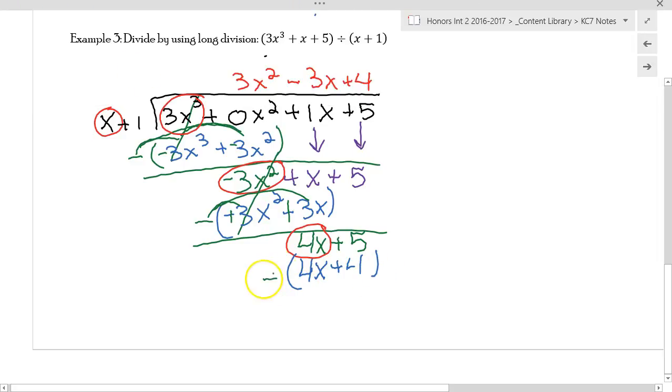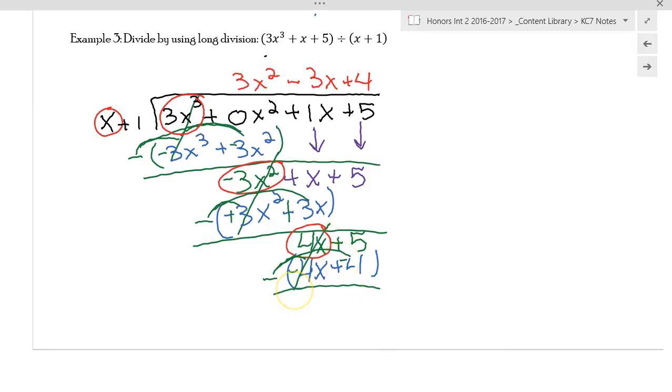I'm going to subtract that. I'm going to distribute that negative, so it's negative 4x and negative 4. And 4x minus 4x cancels out. 5 minus 4 is 1. So with this remainder, I then add 1 over what I divided by, so 1 over x plus 1. And that is my answer.